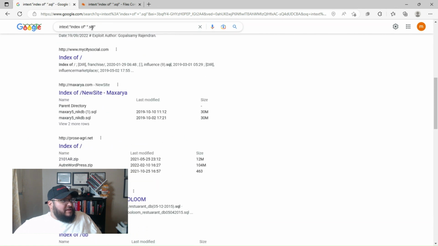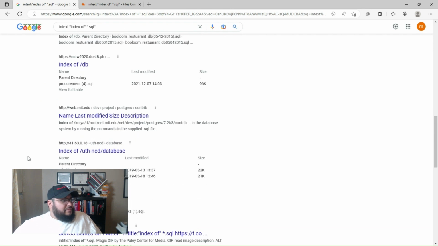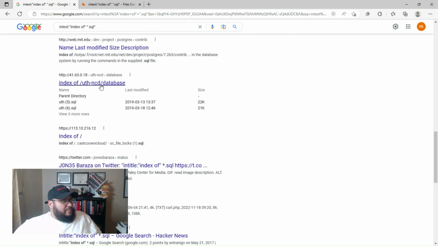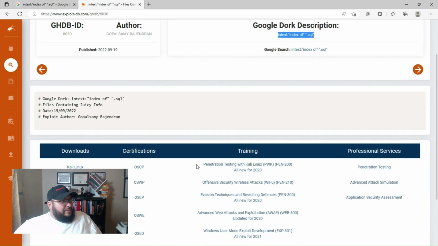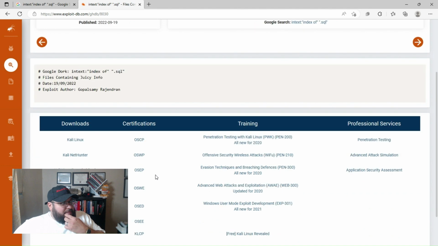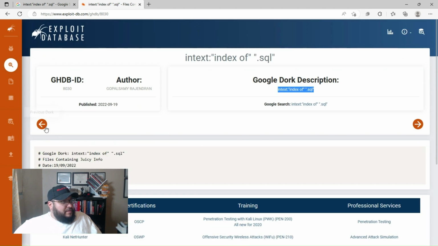If you want to be more specific, you can put in URL and then the company you're hacking, right? If you're hacking with their permission. I think what Google Dorks also gives you is ideas on how to use that right here in your training. Advanced web exploitations, and it shows you how to use that information that you grab. So this is really cool.